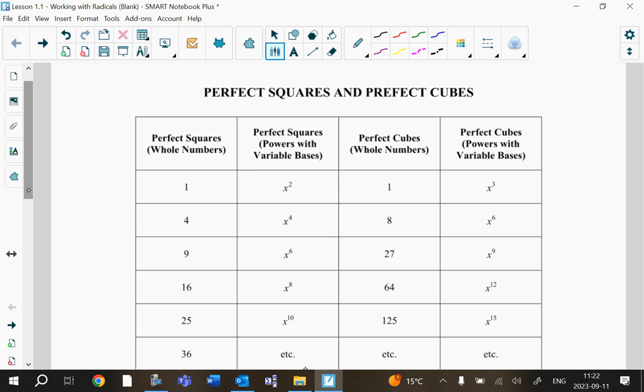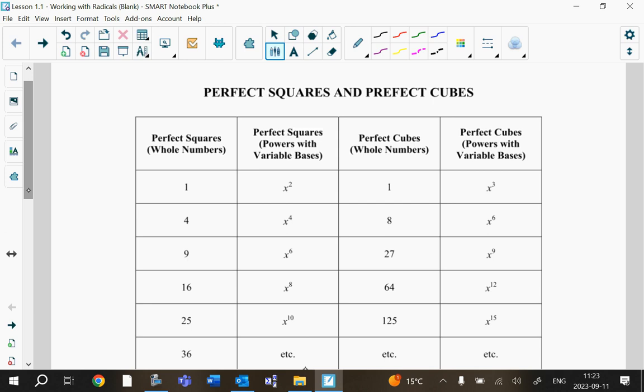Why is 8 a perfect cube? Because it's 2 times itself times itself. 27 is a perfect cube because 3 times 3 times 3. 1 is a perfect cube because 1 times 1 times 1. 64, etc. Okay? So those are examples of perfect squares and perfect cubes. But what if they have variables and exponents? Use the same thinking that you just did with numbers.